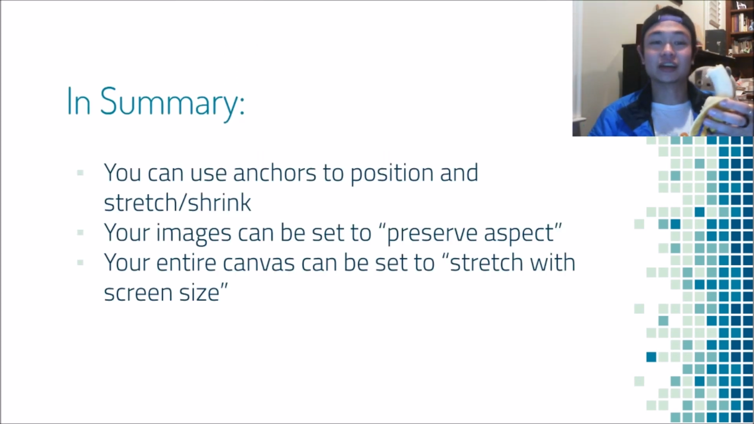Alright, in summary, you can use anchors to position and stretch and shrink. Your images can be set to preserve aspect, and your entire canvas can be set to stretch with screen size. By no means is this the entire suite of things you can do with Unity. UI is really complicated and messy, but hopefully if you're trying to just place some menu buttons or have some health bars, then these tips will be really helpful for you.